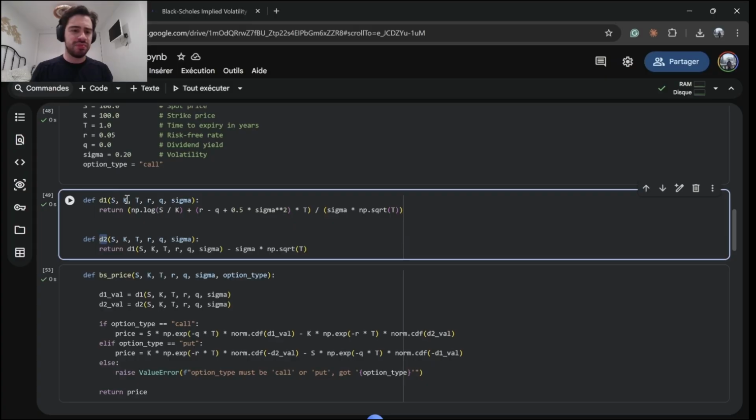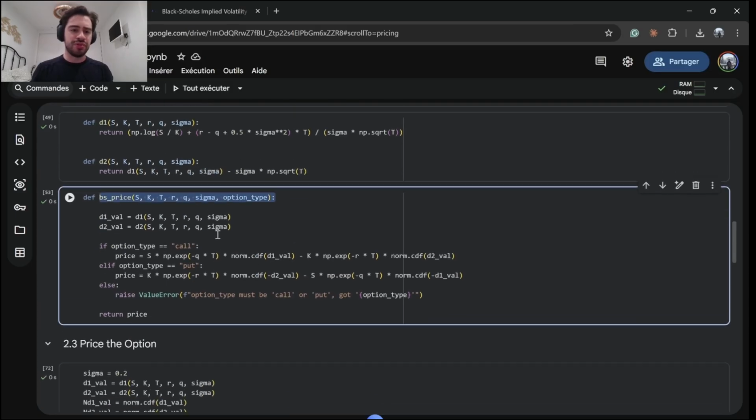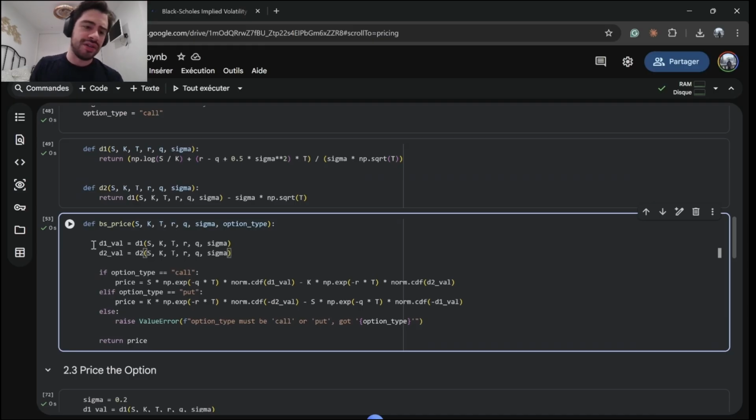d2 is basically d1 minus the standard deviation times the square root of t. And from that, we have the Black-Scholes function. So here are the previous functions I've built, and those are the conditionals because, as was shown, the call option and the put option have kind of inverse formulas, and also another condition for an error in case there's no option type, and then I get the price.